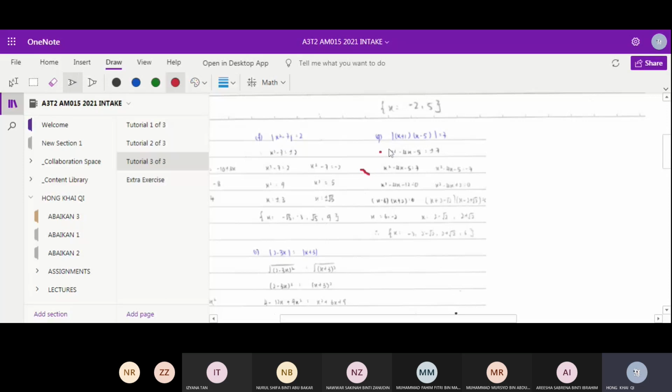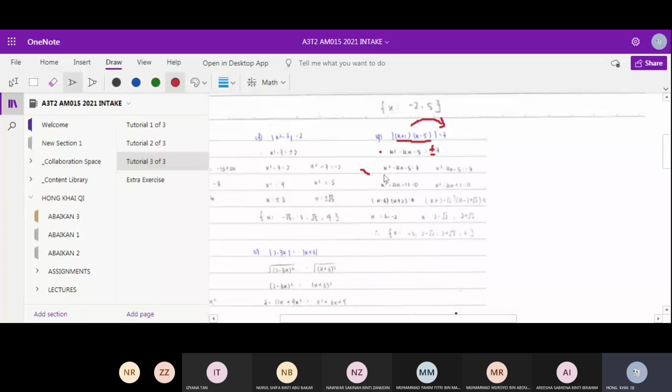1G. First, change the modulus also, become plus minus 7. And then we expand the bracket. You open the bracket, it becomes x squared minus 4x minus 5 equal to plus minus 7. And then we got two equations here because here is plus minus 7. One is positive 7 and another one is negative 7.